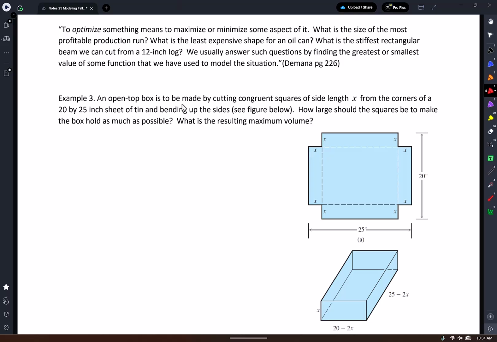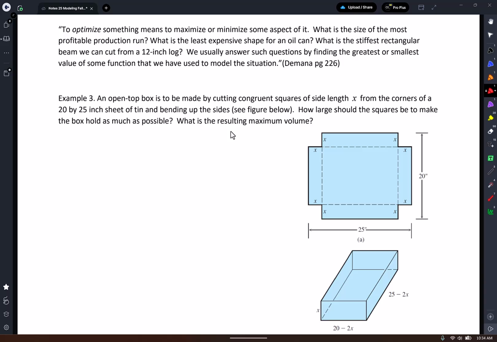An open top box is to be made by cutting congruent squares of side length X from the corners of a 20 by 25-inch sheet of tin and bending up the sides. How large should the squares be to make the box hold as much as possible? What is the resulting maximum volume? Guys, relax. There is also something called waste that you got to take into account, but we're not doing that right now. So what do they want? How large should the squares be to make the box hold as much as possible? Okay, so I want max volume. Do you guys see what the issue is here?